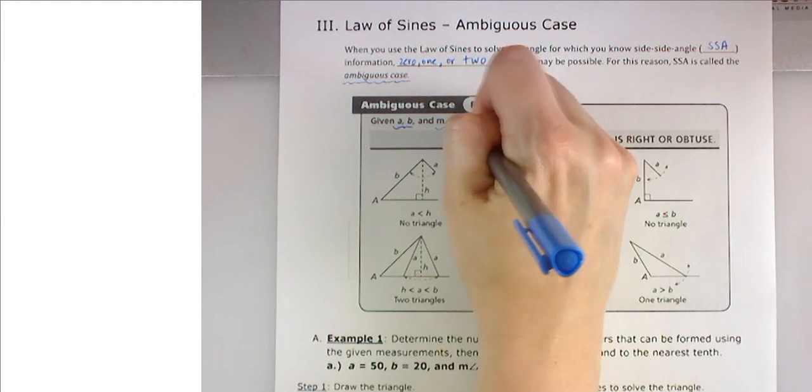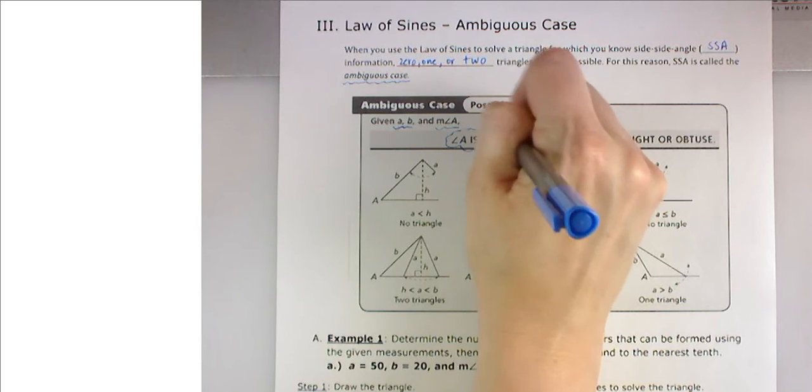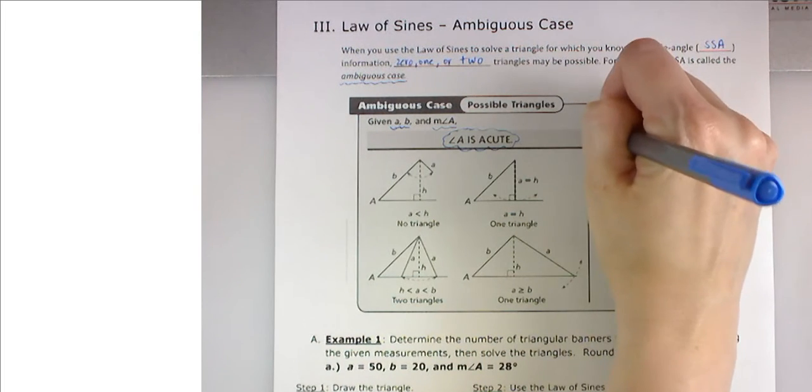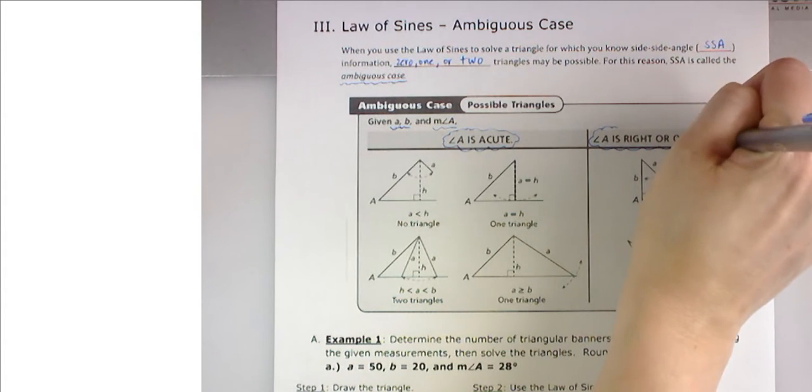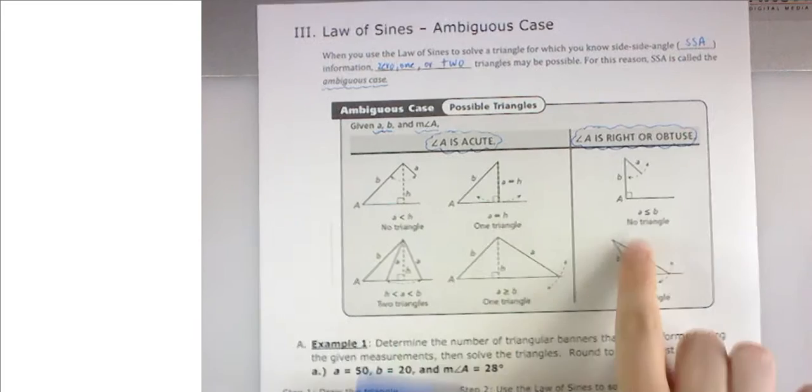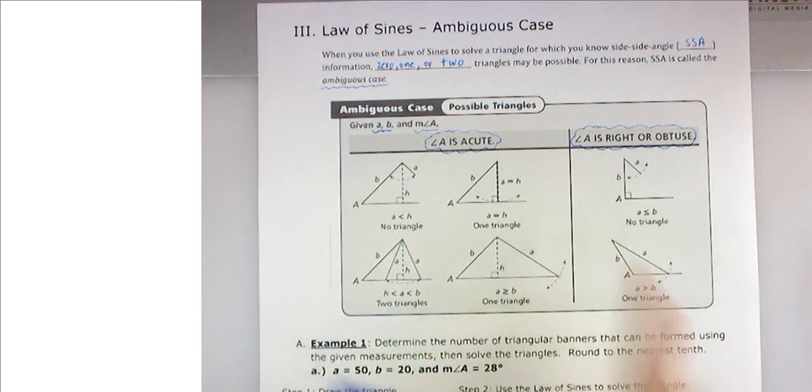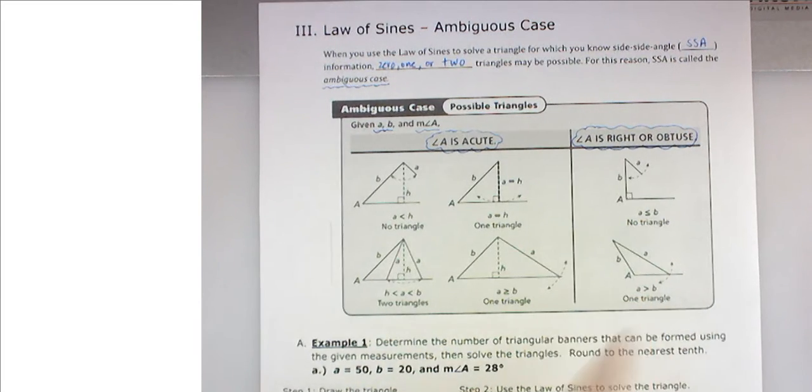Okay, so if angle A is not acute, then it's either right or obtuse. And in that case, if a is less than or equal to b, there's no triangle. And if a is greater than b, then there is one triangle.